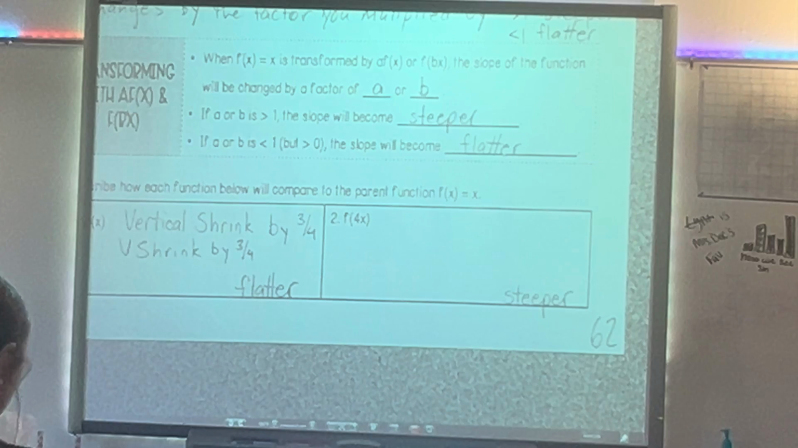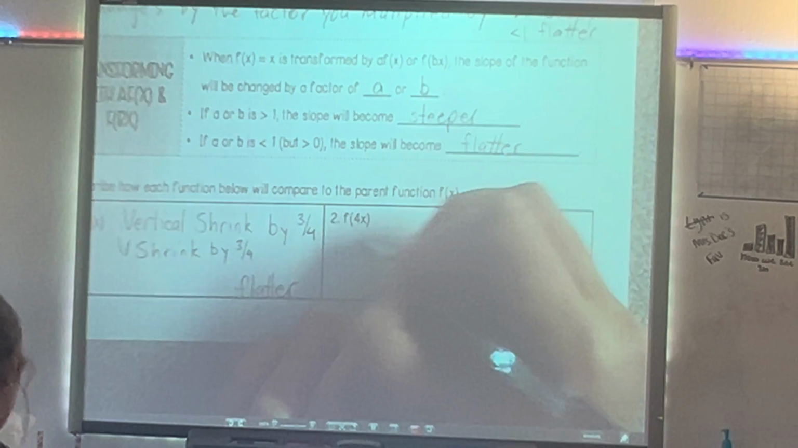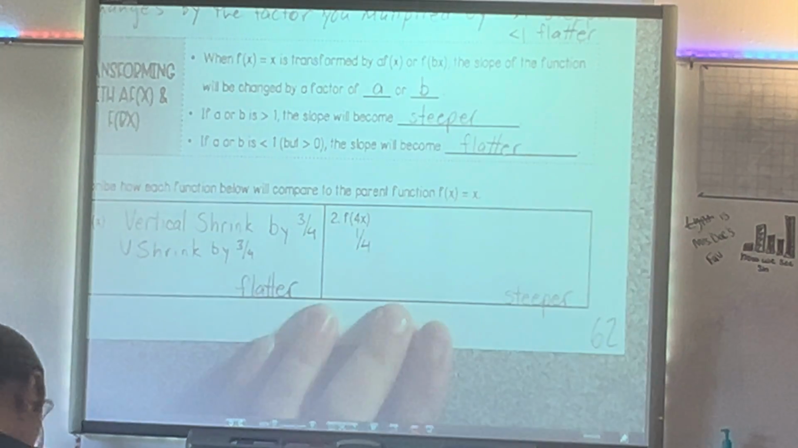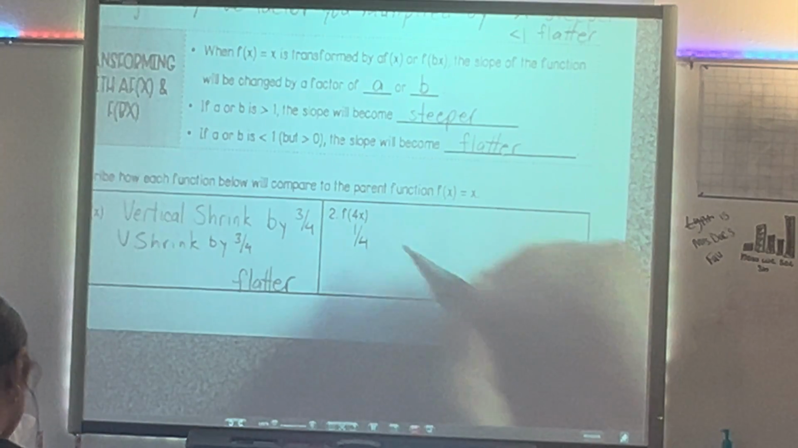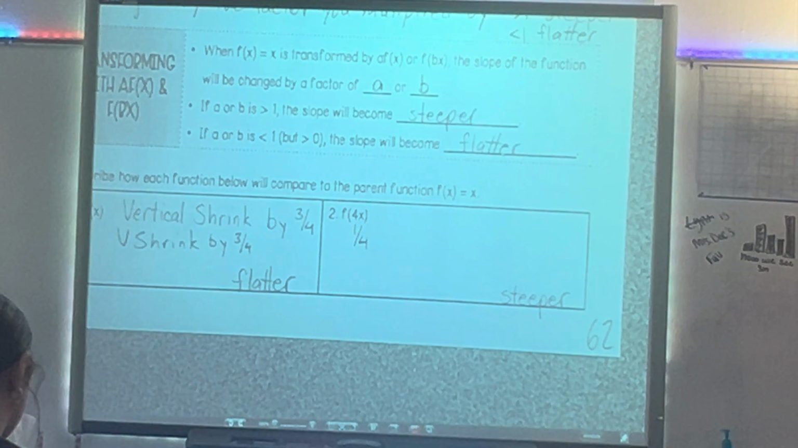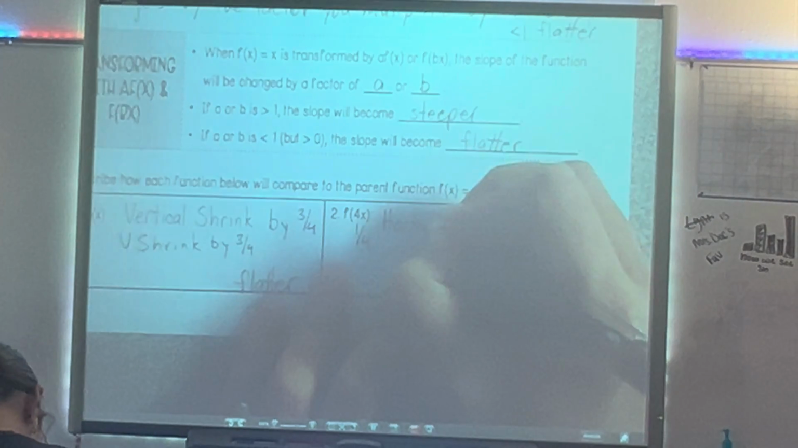It would be how I would get rid of it. Is everybody comfortable with that? Okay. So I would have to take my 4 and flip it over, which means I'm going to have a 1/4. Are y'all alright with that? Alright. But because it's inside, it's horizontal. Is everybody okay that it's horizontal? Okay. So it would be a horizontal.